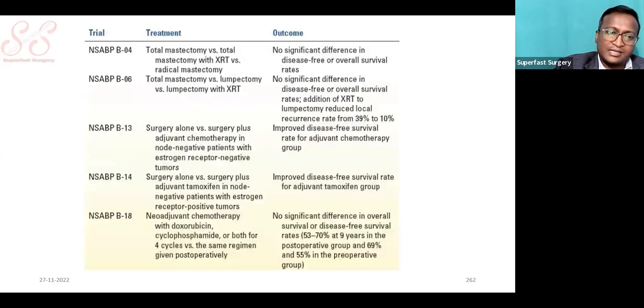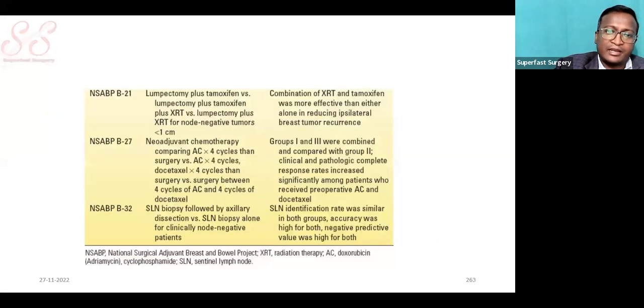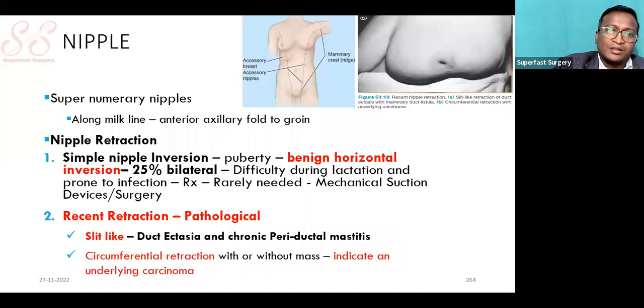These are the landmark trials by Fisher et al., NSABP. Fisher is the father of the NSABP, and you can go through them if you are preparing for INI-SS. Now, nipple benign disorders. We all know the milk line. This is the milk line of Schultz.